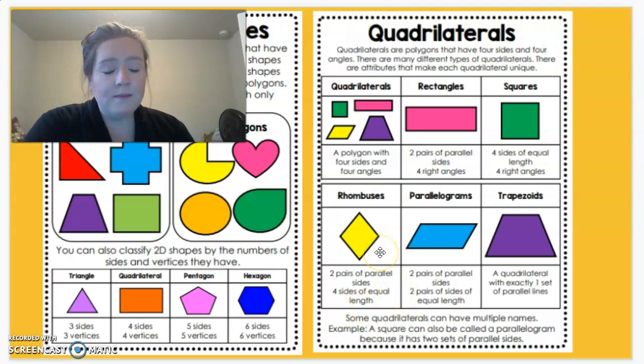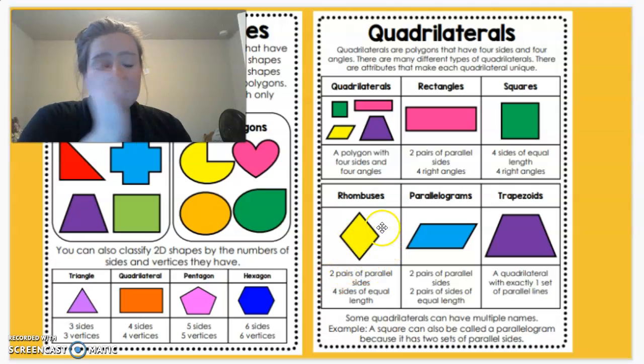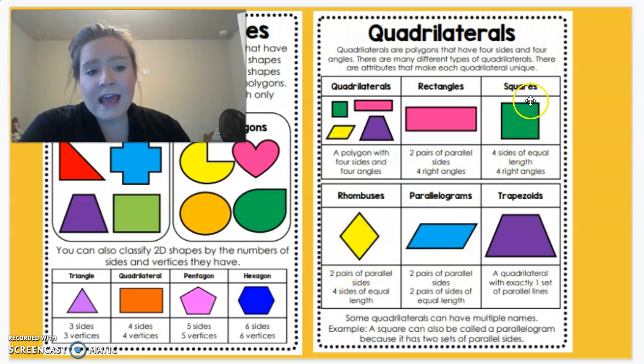So, the difference between a rhombus and a square is a square has four right angles, and a rhombus doesn't. But a rhombus has two pairs of parallel sides. A square has two pairs of parallel sides. And they're all the same. All of the sides are the same length.